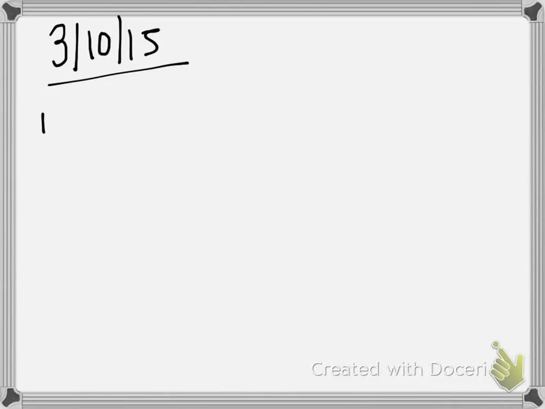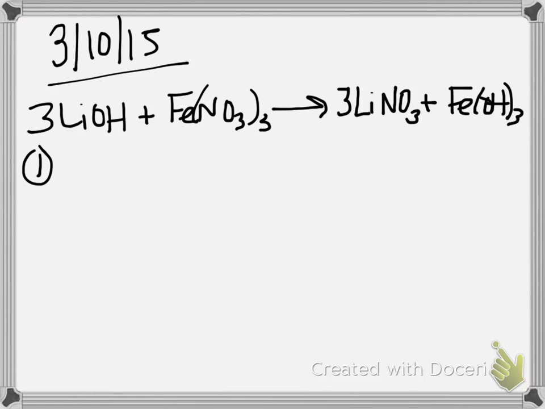First question, we want to know how many moles of iron 3 hydroxide can be produced from the same mass of reagents that produced 1.75 moles of lithium nitrate. And I'm going to write the chemical equation first. Okay, so we're asked how many moles of iron 3 hydroxide, that's this stuff, can be produced from the same mass of reagent that would produce 1.75 moles of lithium nitrate.